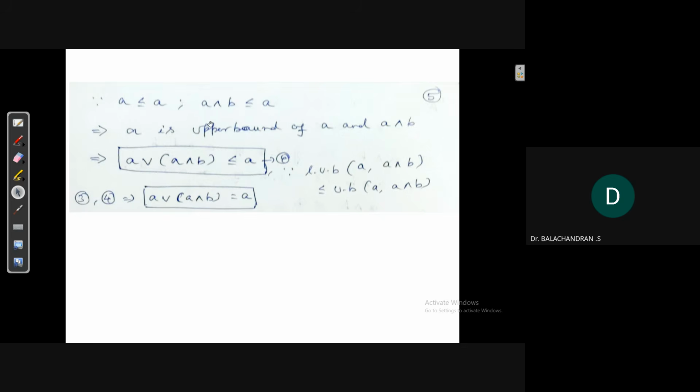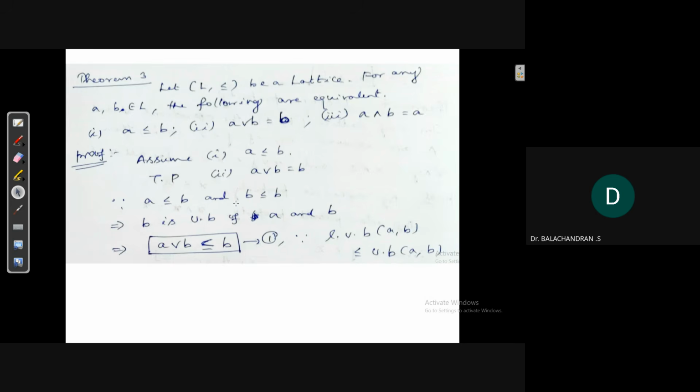This implies the right side A is an upper bound of the left side A and B. Now here we are dealing with the upper bound. The least upper bound of A comma (A and B) is ≤ the upper bound of the same thing. The least upper bound means "or", so A or (A and B) ≤ the upper bound of A and (A and B), which is A. Now from 3 and 4, we have A or (A and B) equal to A. So I think we proved the absorption law also.